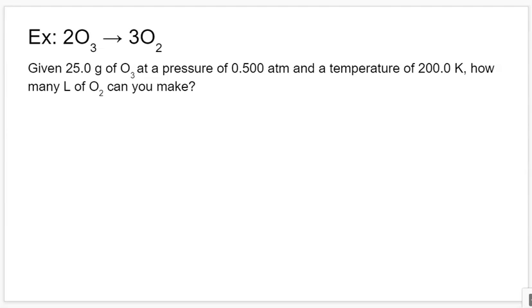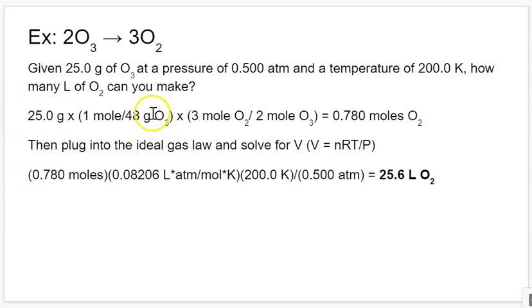Now, say we're going to do the same chemical equation, but we're no longer at standard temperature and pressure. We're going to have to alter our process a little bit. So we still have our 25 grams of ozone, but this time instead of a pressure of 1 atmosphere and a temperature of 273.15 Kelvin, we're dealing with half of an atmosphere and 200 Kelvin. So we could start the same way. We could still turn our mass into moles using the molar mass, and we could still get to moles of O2 using the mole ratio, which gives us 0.780 moles of O2.